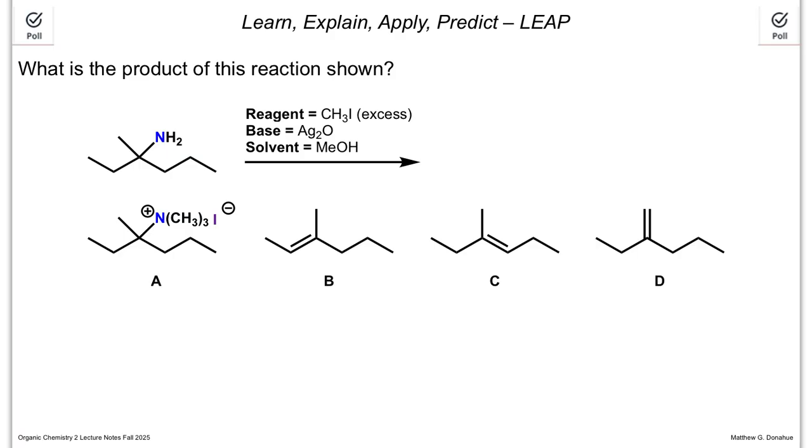So here's a slightly more complex example of that. Still have a primary amine, and it says what is the product. So, what'd you say? Yeah, it's going to be D. So A is the first intermediate because the methyl iodide is polyalkylating the nitrogen to make it a leaving group.